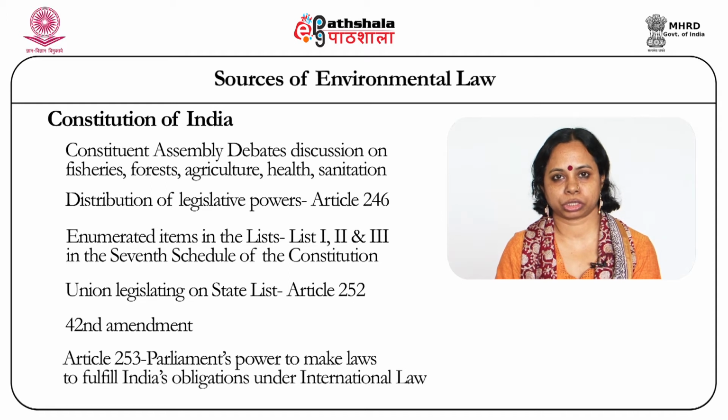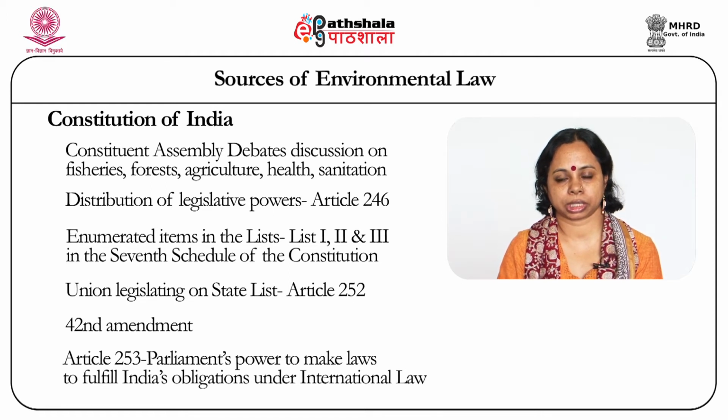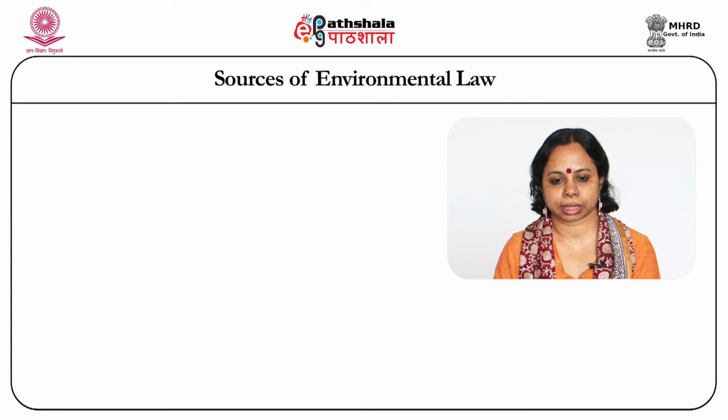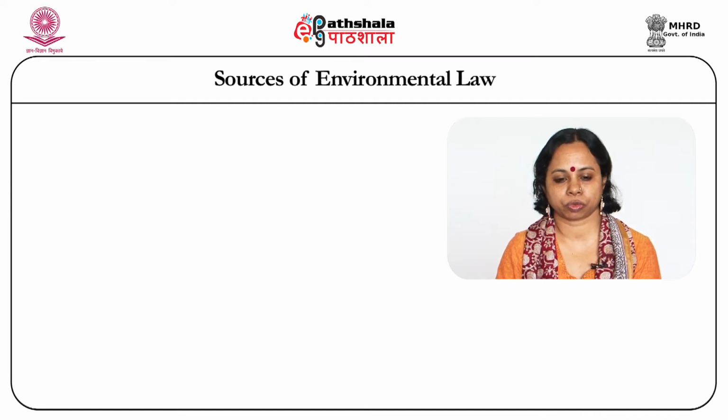So, all in all, it shows that there are powers enumerated in the Constitution which could be adequate enough to protect the environment of India in a sustainable way. Now, we then move to the second source, that is the legislations enacted by the states and the union. For our purpose, we would focus only on the union laws.